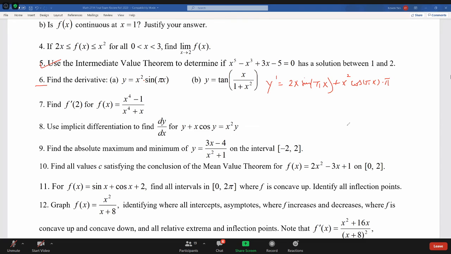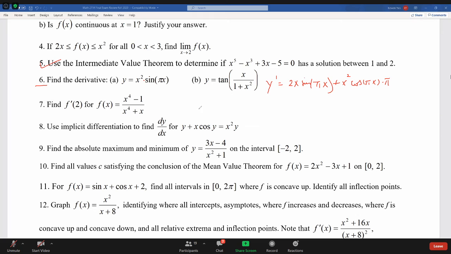By using the product rule and the chain rule, we can find the answer. Right? Let's do the next one. Tangent of x over 1 plus x squared. How can we find the derivative for this? Again, you have to use the chain rule, right?